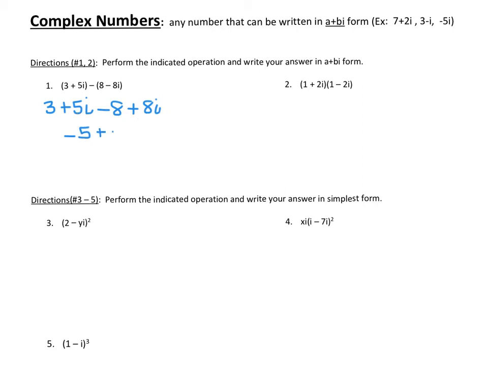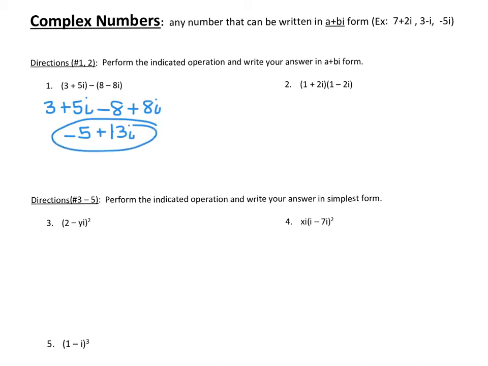Now, I just want to point something out. Because they say to write this in a plus bi form, you want to have the term with the i second, and you want to have your real component first. So this is our real component, negative 5. And then this is our imaginary component, the positive 13i. So this is in the order we want it. So that's it for number 1.